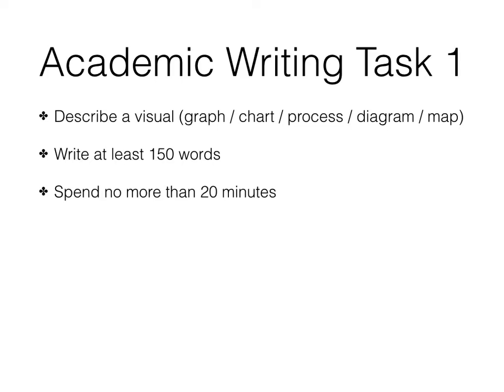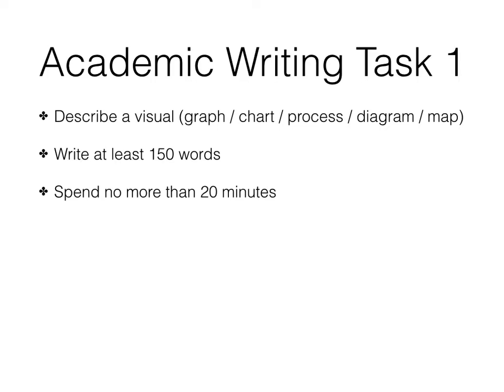From the intro video, you would have already learnt 3 requirements, but let's refresh. Firstly, your job is to describe a visual, one or more graphs, charts, a process, a diagram, or a map. Write at least 150 words. Time-wise, no more than 20 minutes is recommended. Those are the basics, but there are 3 other important things that you might not be aware of. These 3 things can make the difference between scoring Band 4 and Band 7 in the task achievement criterion.